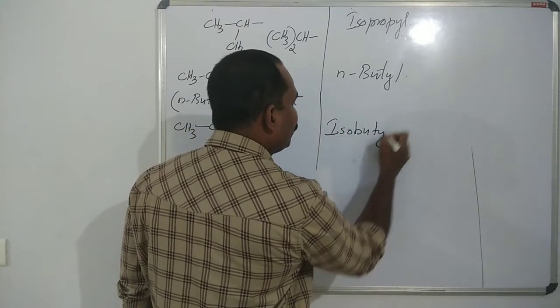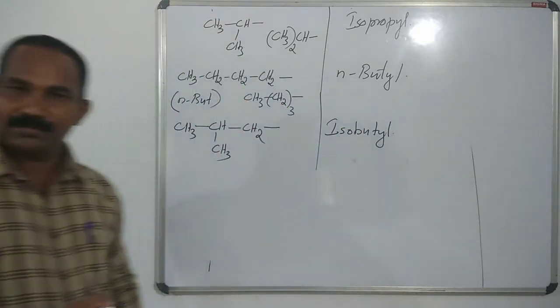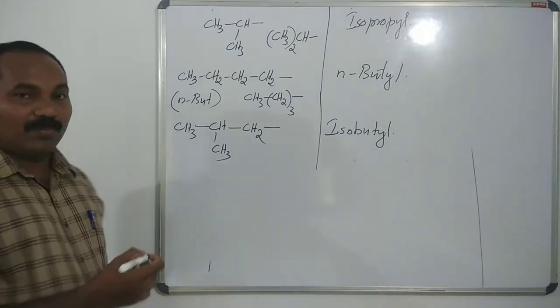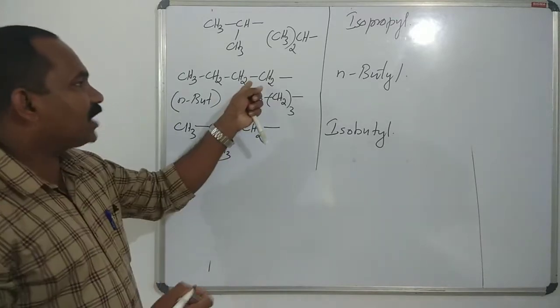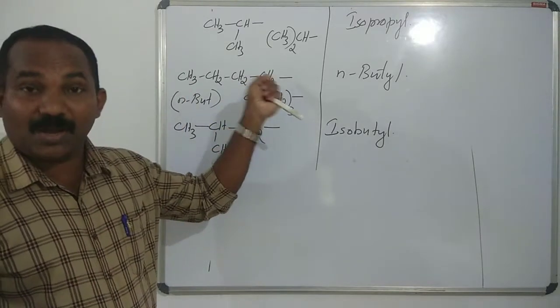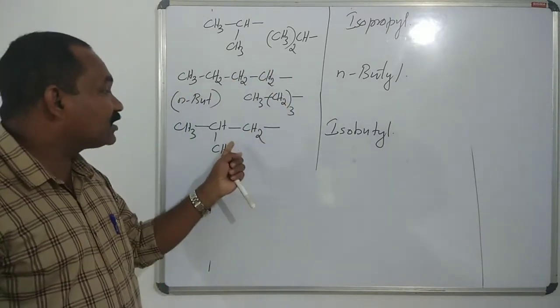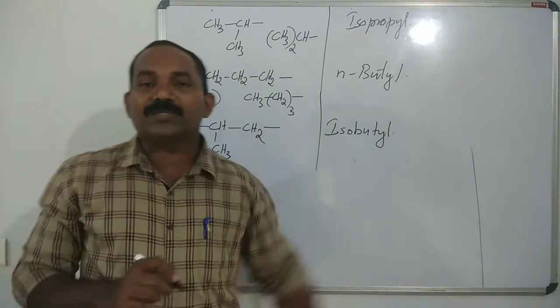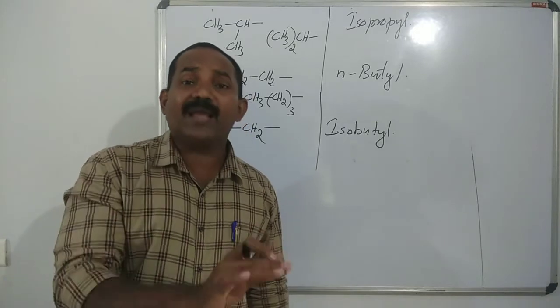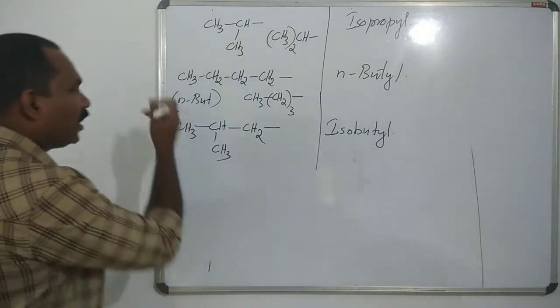It is the isomer of this alkyl group and is isobutyl. Okay, isobutyl group. You please understand that. This is n-butyl because of straight chain, normal chain. This is its isomer. The isomer of this butyl group is called an isobutyl group.